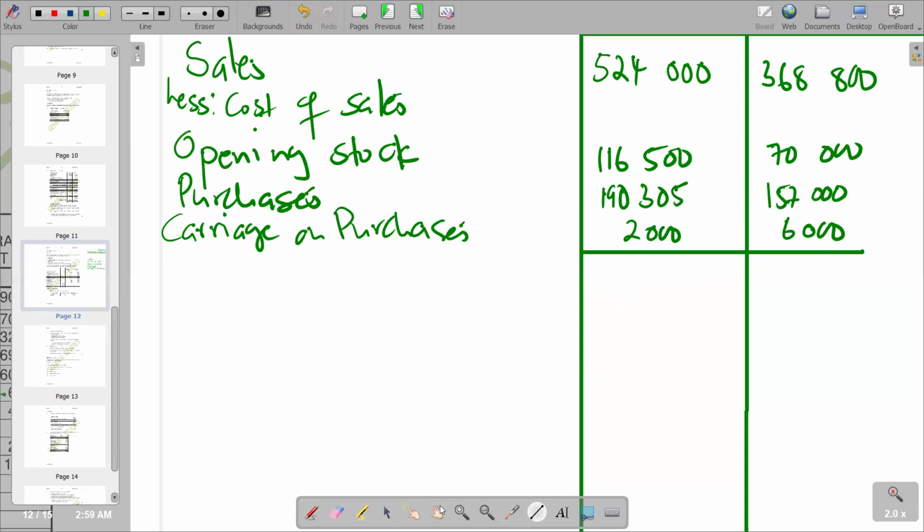Having done that, you see that if you add the first column, where we have our takeaway department, 160,500 plus 190,305 plus 2,000, you're going to get 308,805. So I have got that. We also add the last column for the restaurant department: 70,000 plus 157,000 plus 6,000. The total that I'm going to get is 233,000.